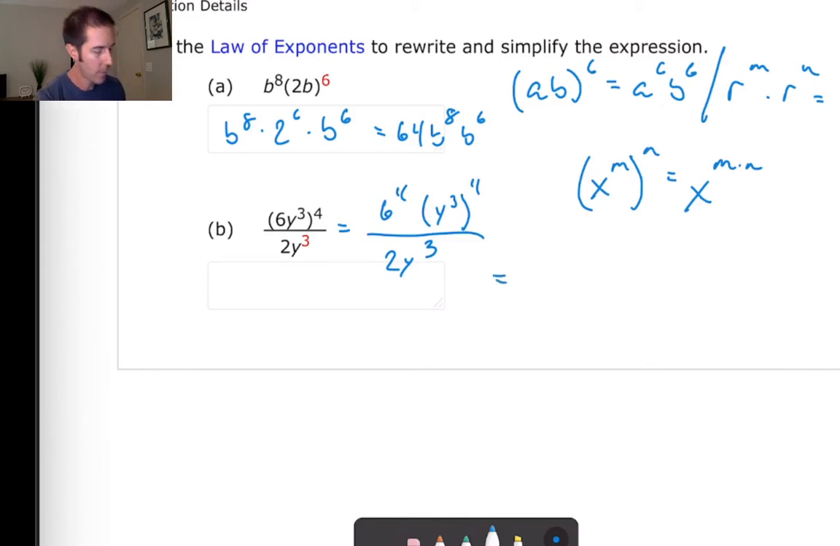6 to the 4th power is whatever that is, and your y will be raised to the 12th power, and then we'll divide that by 2y to the 3rd. Whatever number it is that you have here, 6 to the 4th power, you'll evaluate that. You'll take that number and divide it by 2, and that result will sit in front of y to what power? Yet another property of exponents.